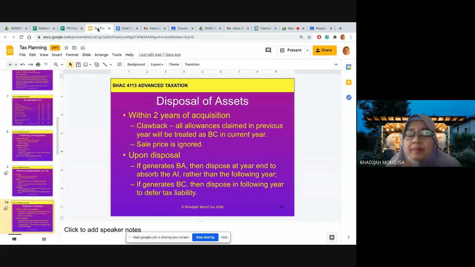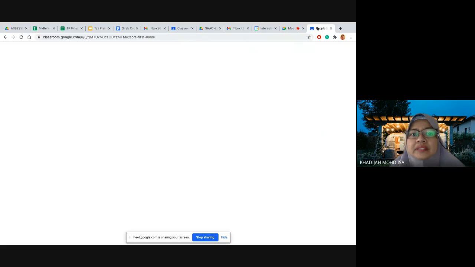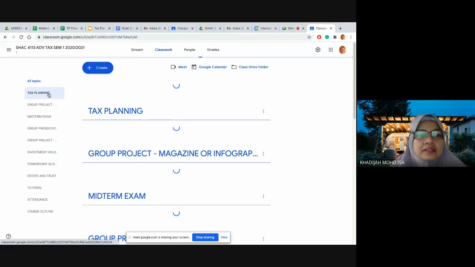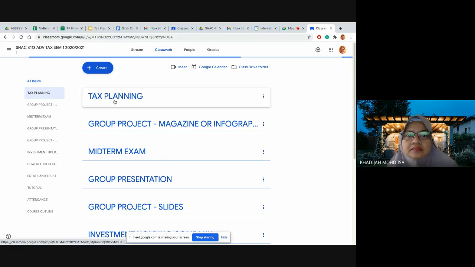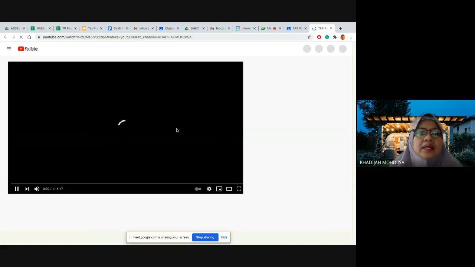So when I talk about all this, I hope that every one of you has the format of your tax computation. Where did I give it to you? Did I give you the format for the tax computation? I think it was under tax planning, right? Tax planning. So, in order for you to do well in your tax planning, right?